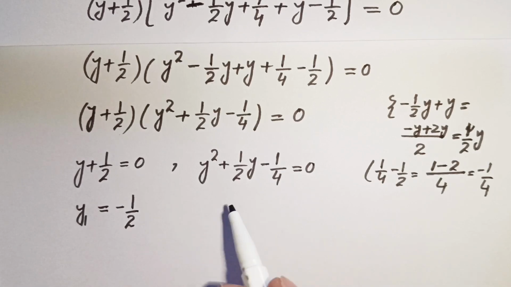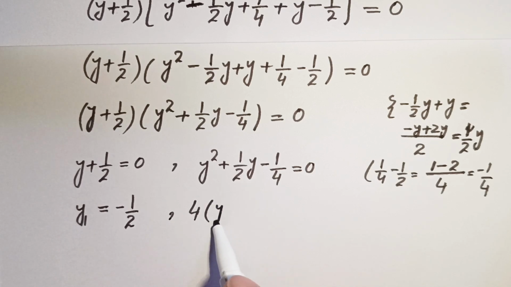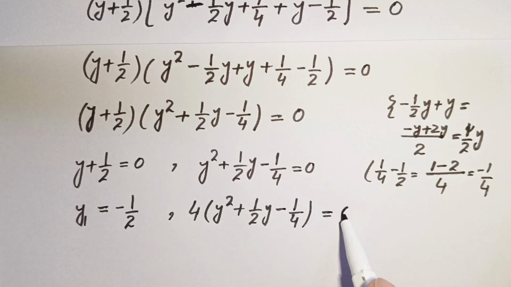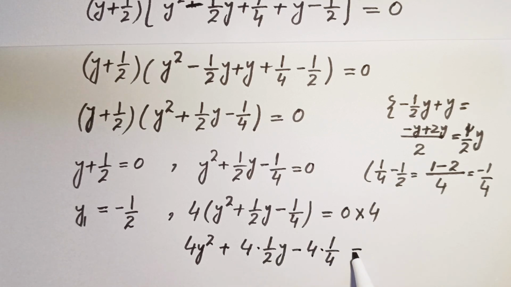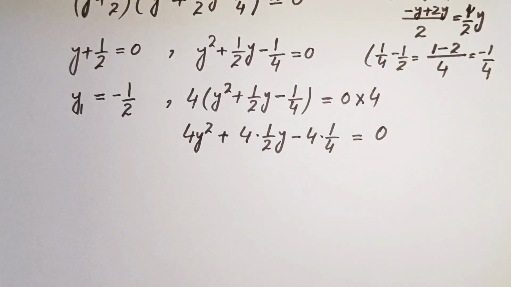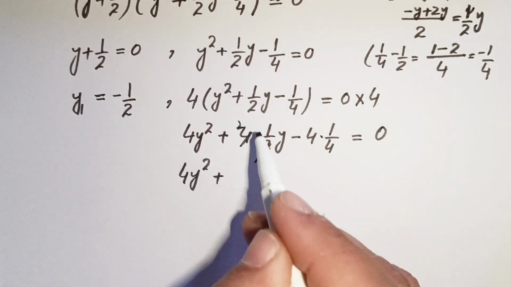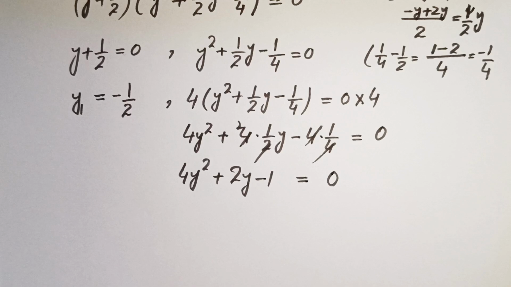Now if we deal with the second one, then we are going to multiply by 4 on both sides, so we have y squared plus 1 over 2 y minus 1 over 4 is equal to 0 multiplied by 4. So here we get 4y squared plus 4 times 1 over 2 y and minus 4 times 1 over 4, which is equal to 4 times 0, which is 0. So now our next step is 4y squared plus 2y, since 2 twos are 4, and cancelling 4 with 4 we have only minus 1, which is equal to 0.